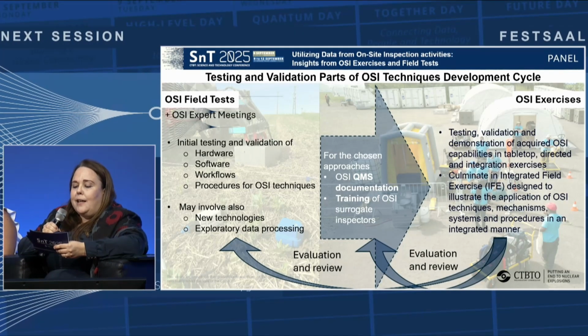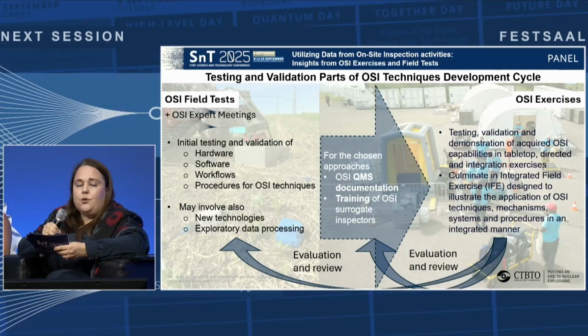So the OSI field tests, they are the starting point of the testing and validation part of the techniques development cycle. Field tests may involve initial testing and validation of hardware, software, workflows, procedures. They may also involve new technologies and exploratory data processing.